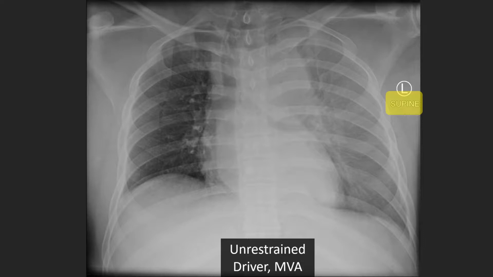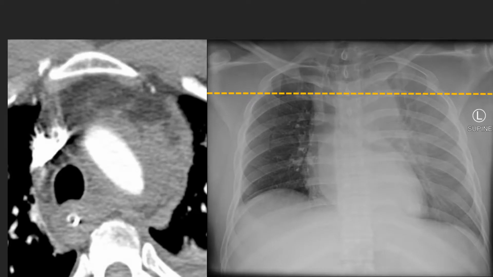I think at this point we should all be pretty worried that something has gone quite wrong with this patient, and indeed they were involved in a motor vehicle accident as an unrestrained driver. In this scenario, we are very worried about an acute traumatic aortic injury. An emergency CTA was obtained.